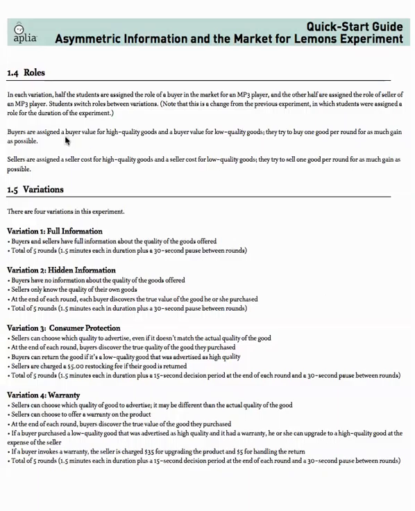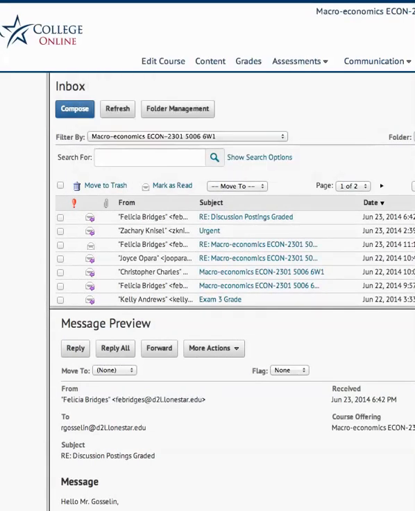Buyers are assigned a buyer value for high quality goods and a lower buyer value for low quality goods, and they're going to try to buy one good per round, just like we did before, and try to get the biggest gain possible. Sellers are assigned a seller cost for high quality goods and a seller cost for low quality goods. They're going to try to do the same thing, sell one good per round for as much gain as possible. And so here are the variations of the model.